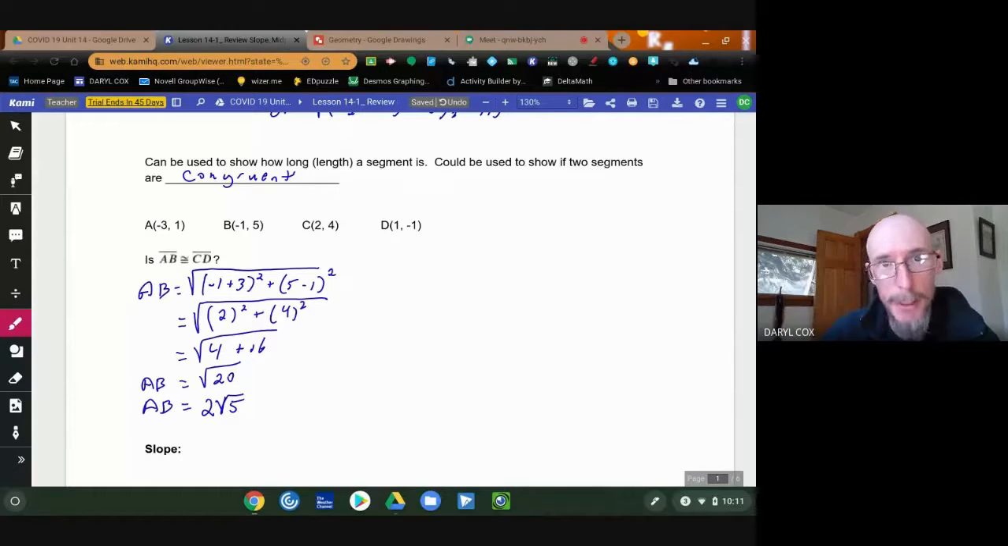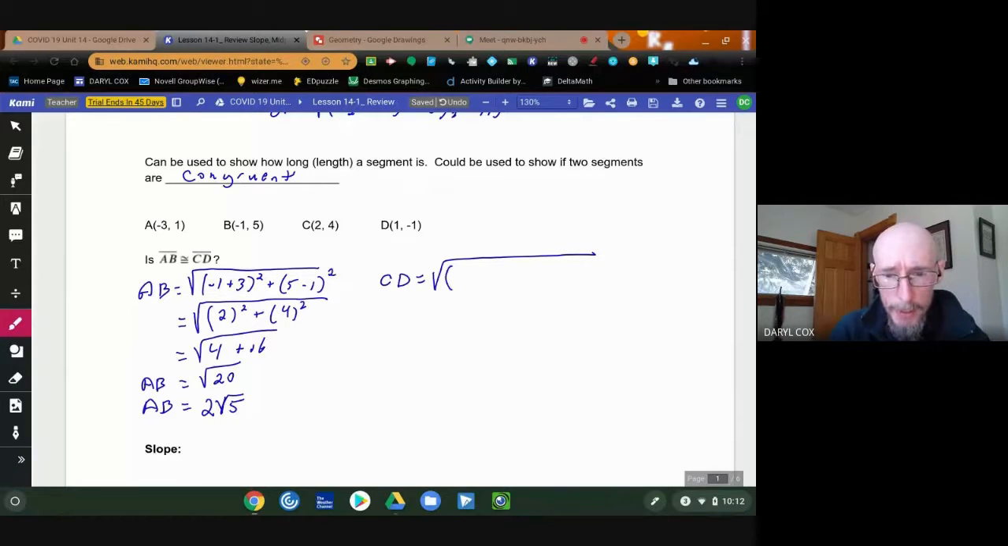Now, that seems like a very easy question. I want CD hopefully to be the same thing, square root of 20 or 2 radical 5. So now it's your turn. I want you to find the length of CD. Use your numbers carefully. We'll take a look at it at the end here. Find me CD. So you put your numbers in.